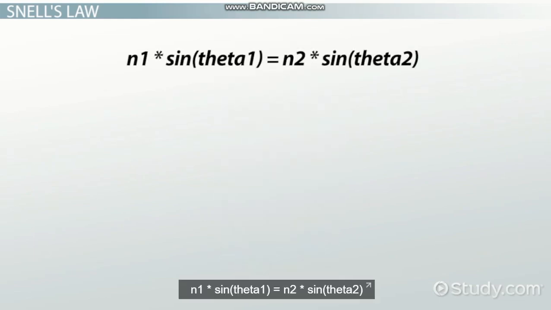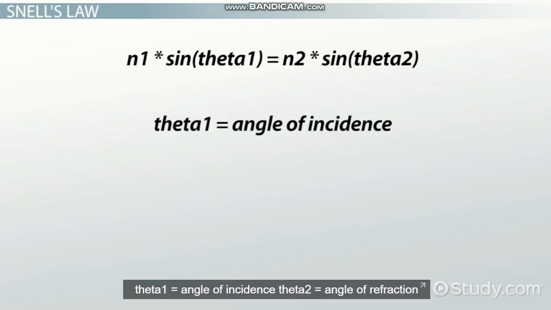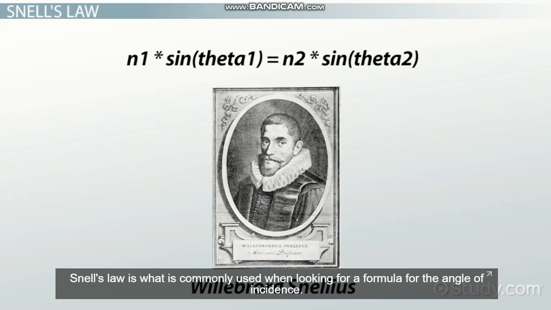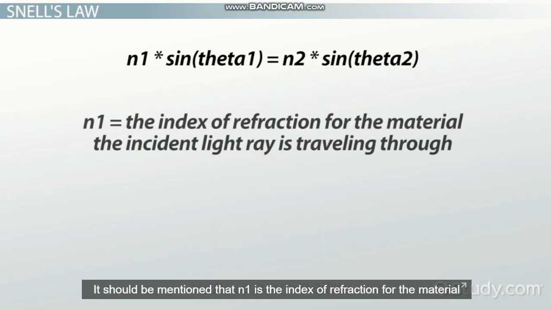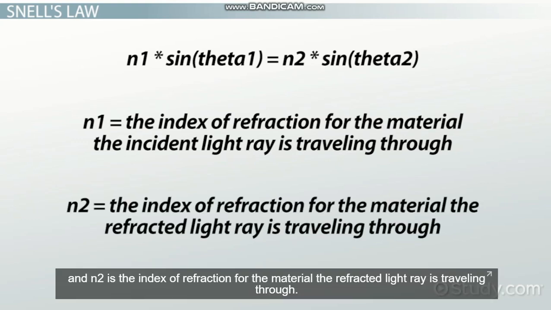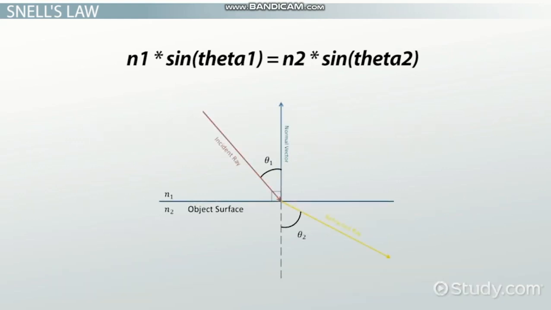n1 times the sine of theta 1 equals n2 times the sine of theta 2, where theta 1 is the angle of incidence and theta 2 is the angle of refraction. Snell's law is what is commonly used when looking for a formula for the angle of incidence. It should be mentioned that n1 is the index of refraction for the material the incident light ray is traveling through, and n2 is the index of refraction for the material the refracted light ray is traveling through. This can be seen visually in this diagram.